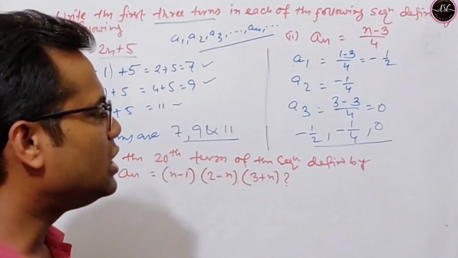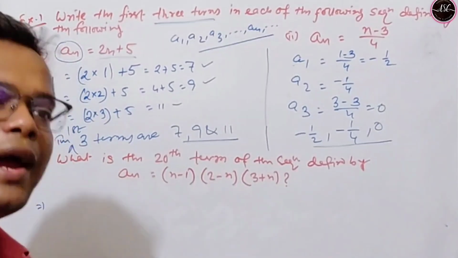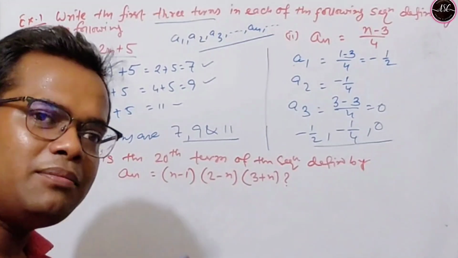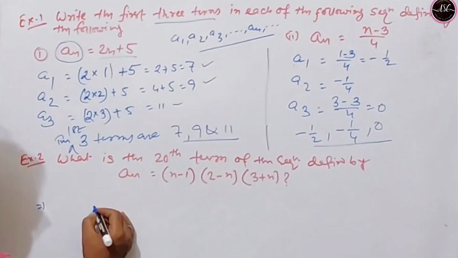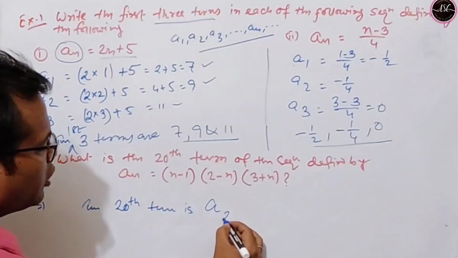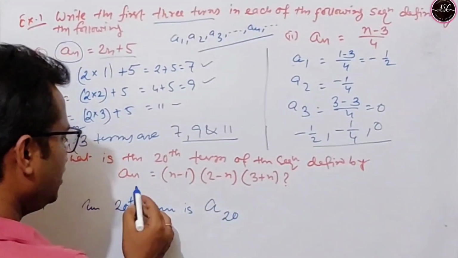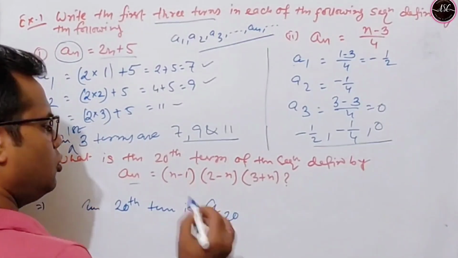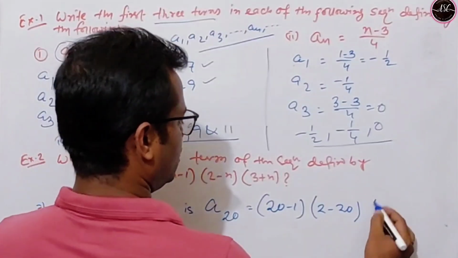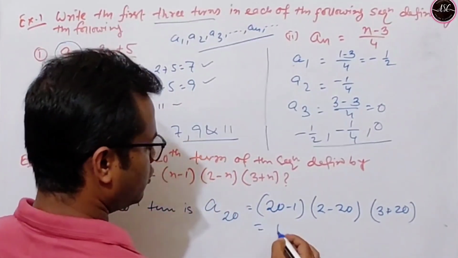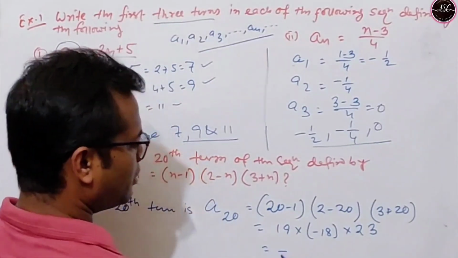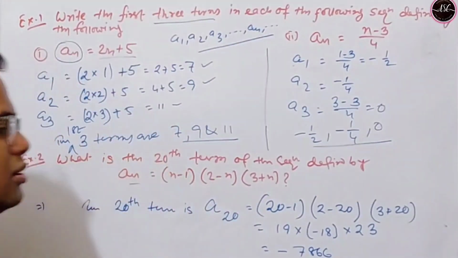Here, what is the 20th term of the sequence defined by an equal to (n minus 1)(2 minus n)(3 plus n)? This is the nth term. To find any term, just put the position of the term in place of n. So here the 20th term is a20. In the place of n we put 20. So we'll get (20 minus 1)(2 minus 20)(3 plus 20). This value will be 19 into minus 18 into 23, that means minus 7866. This will be the answer.